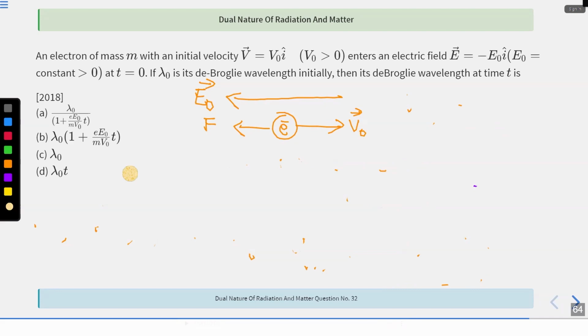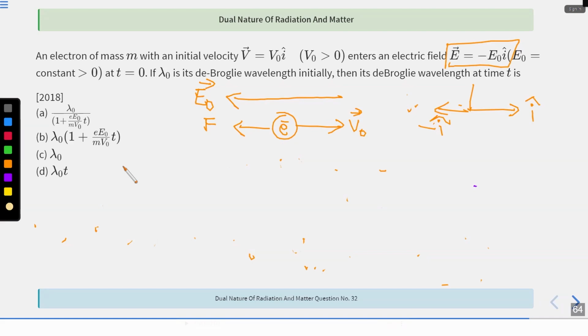So basically, what the question is telling us is we have an electron and it has an initial velocity in the direction v naught i cap. So this is my i cap, and this will be minus i cap. Therefore, v naught is in this direction, but the electric field is in the direction of minus i cap, so it will be pushing it this side. Therefore, the electron will experience a force in the opposite direction.